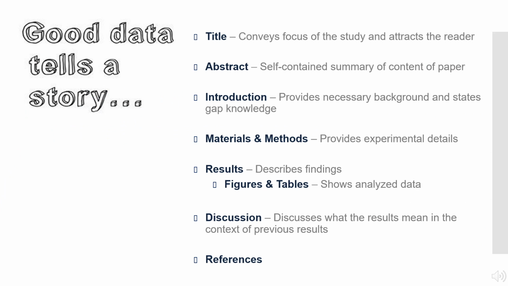So, lots of people ask, what makes a good manuscript? Well, good data tells a story. A title conveys focus of the study and attracts the reader. The abstract is a self-contained summary of the content of the paper. The introduction provides just the necessary background and states the gap in knowledge. The materials and methods provide experimental details. The results describe the findings and show the analyzed data in an understandable way. And the discussion discusses what the results mean in the context of previous results.